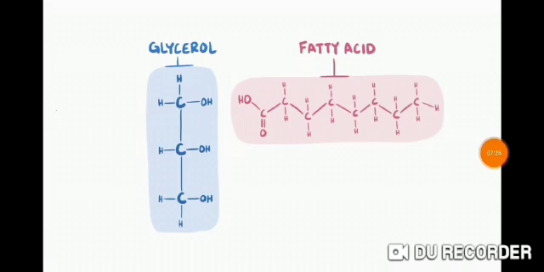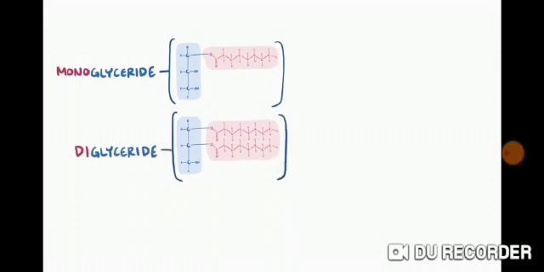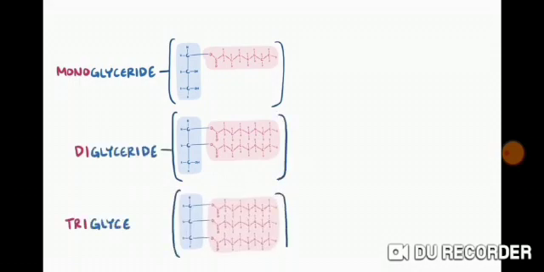When a hydroxyl group from the glycerol molecule binds to a hydrogen from the fatty acid, a water molecule gets released and the two molecules link up. If this happens once, the result is a monoglyceride. If it happens twice, it forms a diglyceride, and 3 times makes a triglyceride.